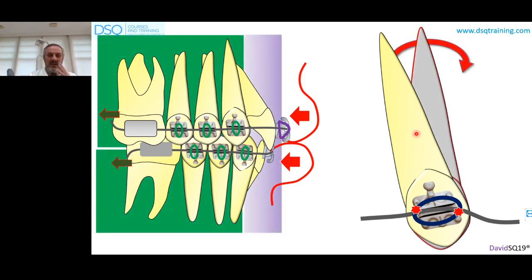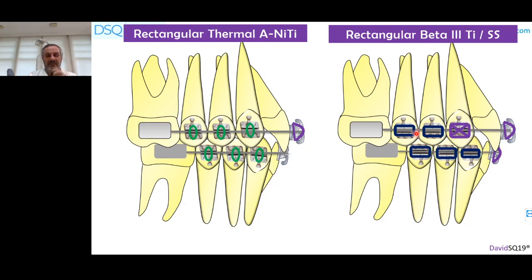And you can see how we can control the root. At the end of the treatment, we are using now stainless steel, we are using rectangular Beta 3 titanium, and now it's time to increase the friction. We need a very good control of the friction of the K9, at the same time a very good control of the friction of the upper and the lower incisors, especially the upper incisors and K9.